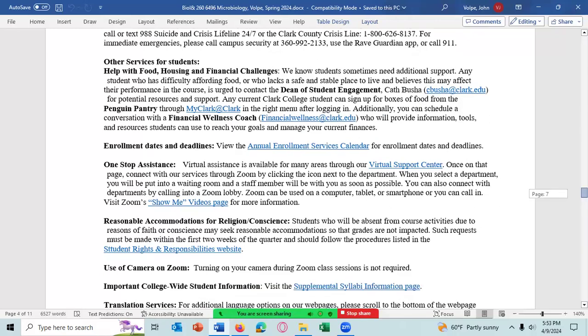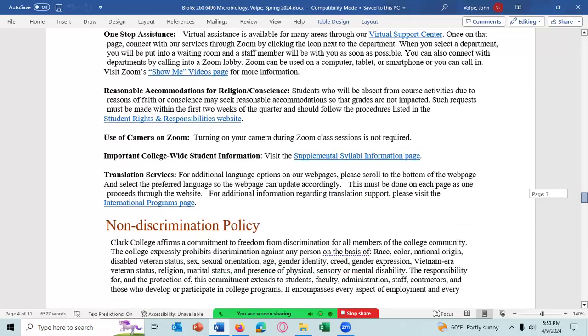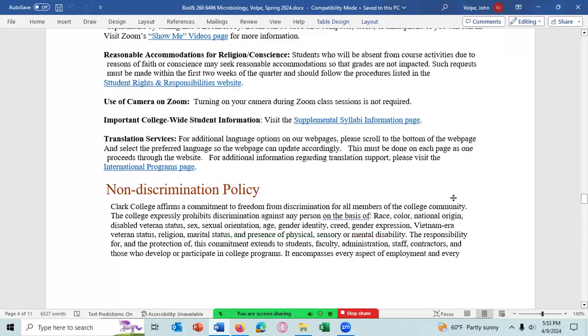I'll let you read about reasonable accommodations for religion or conscience, using camera on Zoom, important college-wide student information, translation services.